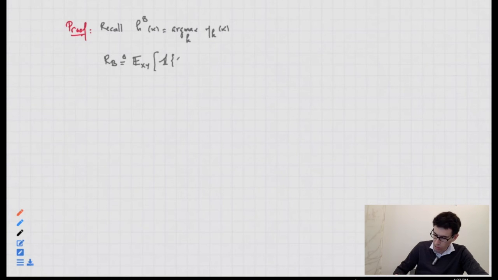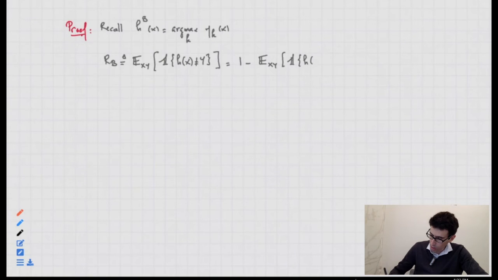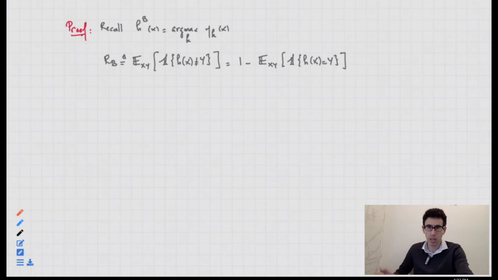Of my loss function, which is the indicator function, h of x not equal to y. So here, conveniently, I can manipulate that a little bit. I'm claiming that we can write that as 1 minus the expected value over xy of the indicator function of h of x equal to y. What I have used here is that the indicator function of h of x equal to y is merely 1 minus the indicator function of h of x not equal to y, and I use the linearity of expectation.